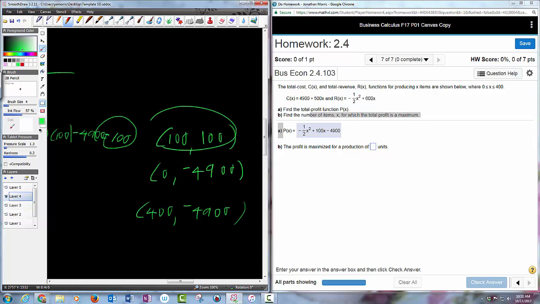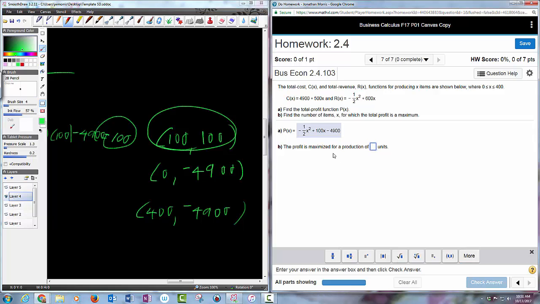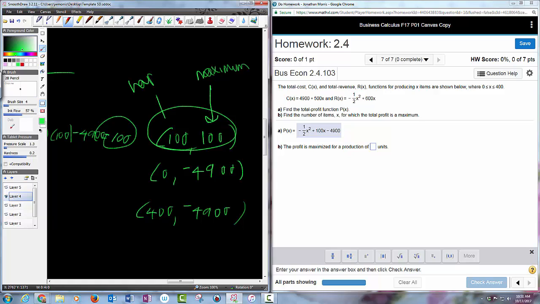So the maximum is 100. Okay, so the profit is maximized for a production of blank units. Well, the maximum itself is 100, but it happens at the x value. It just so happens to be 100 though.